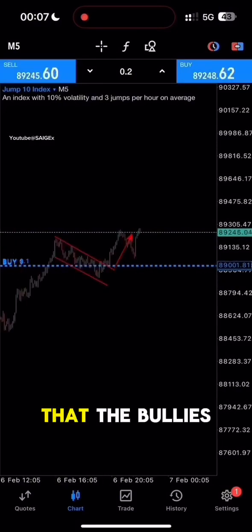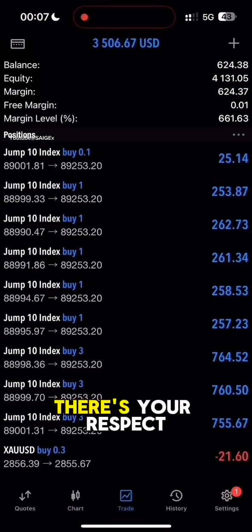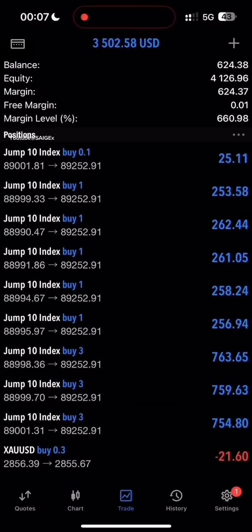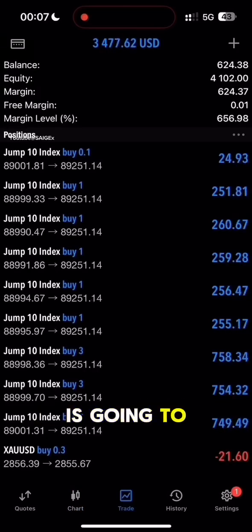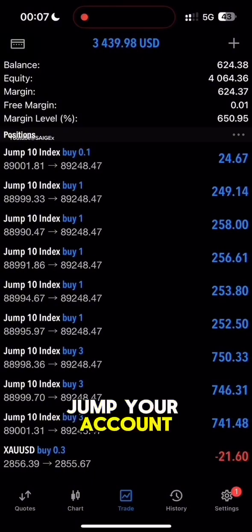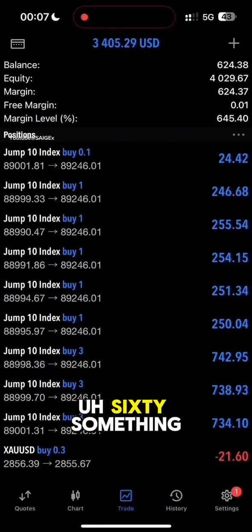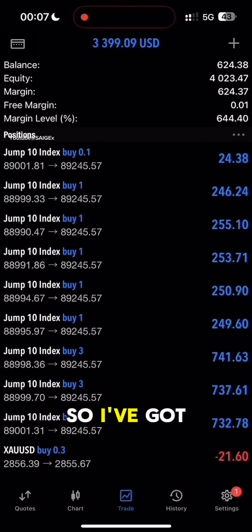So as I have said, the bullish trend will always be respected. There you go. There's your respect. Now the market is going to chop price. So from jump 10, as I've told you that it will jump your account, from 624 we are in 4,060 something ranging. So I've got another position.